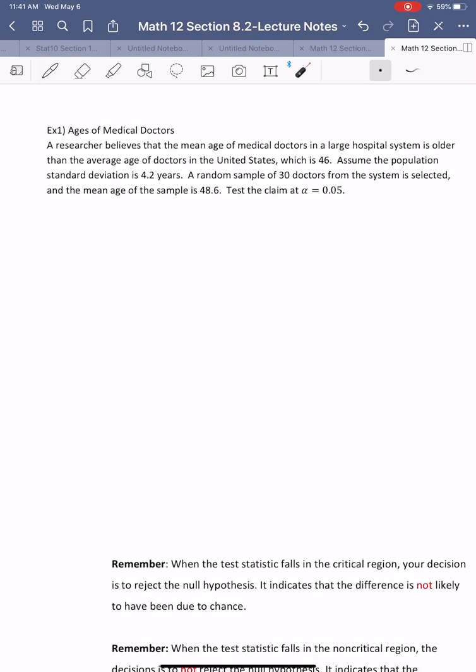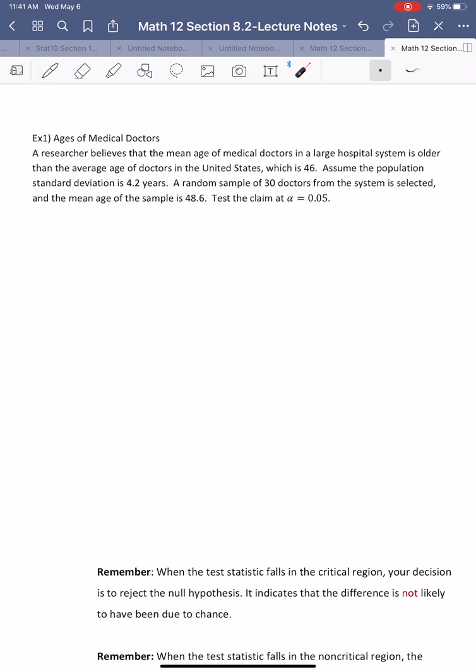All right, let's look at the problems. Age of the medical doctors, which we talked about a little bit earlier too. A researcher believes that the mean age of medical doctors in a large hospital system is older than the average age of doctors in the United States, which is 46. Assume the population standard deviation is 4.2 years. A random sample of 30 doctors from the system is selected, and the mean age of the sample is 48.6. Test the claim at alpha equal to 0.05.